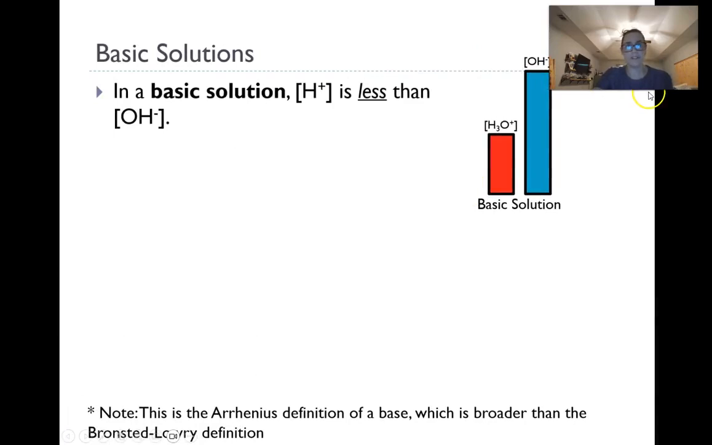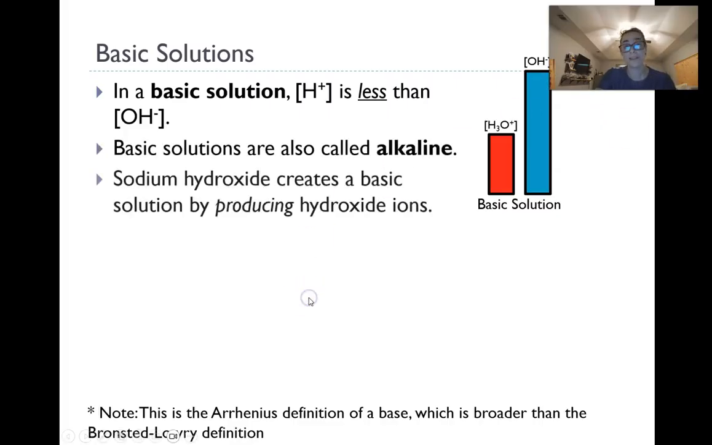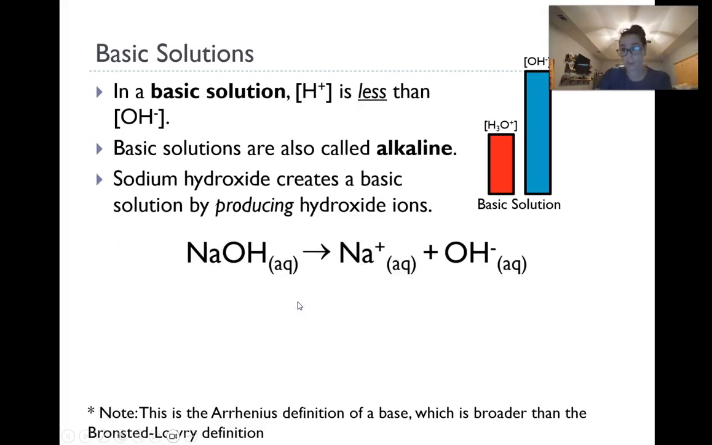So what if instead you have a solution that has fewer hydrogen ions and more hydroxide ions? That's called a basic solution, again by the Arrhenius definition. So anything that has more hydroxide than hydrogen in solution, by Arrhenius's definition, is a base. But remember, the Bronsted-Lowry definition is a little bit more specific than that. It says that anything that accepts protons is a base. Okay. So basic solutions are also called alkaline solutions, and they are produced by producing hydroxide.